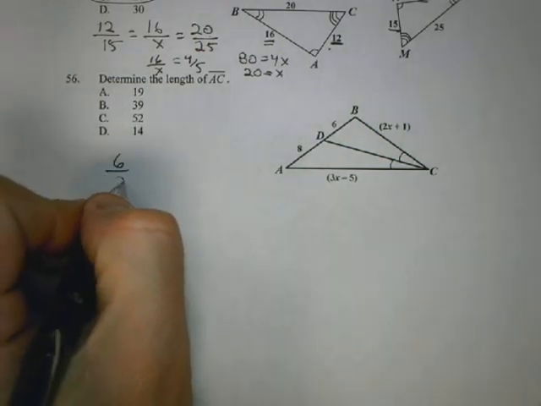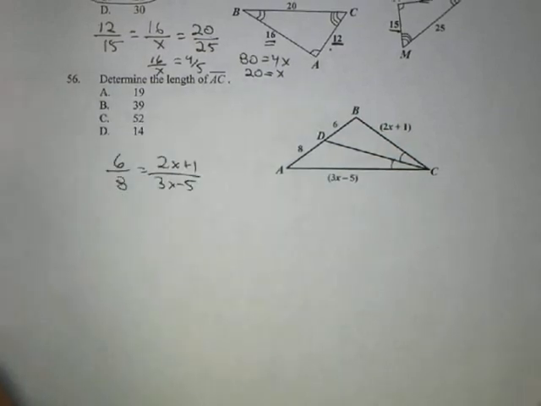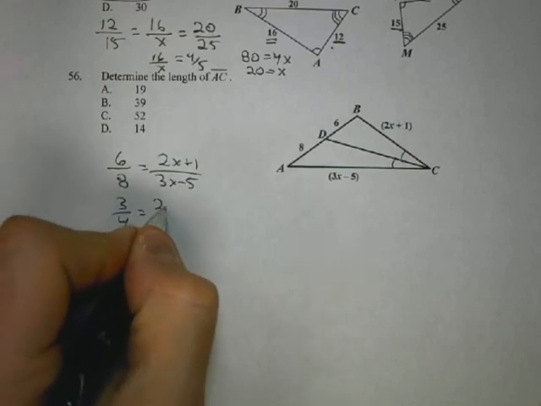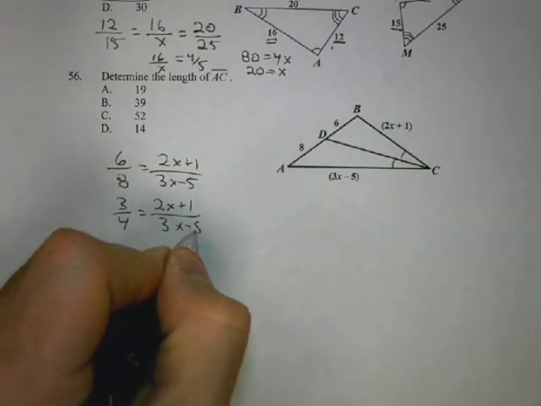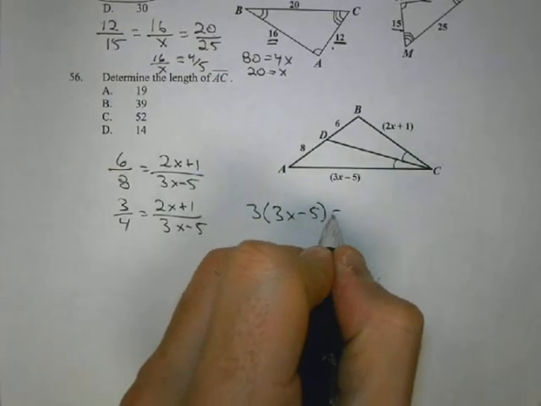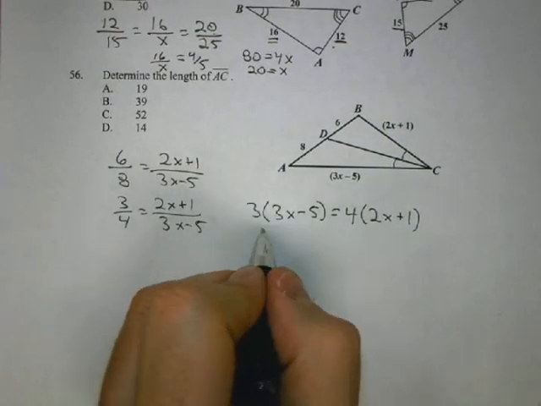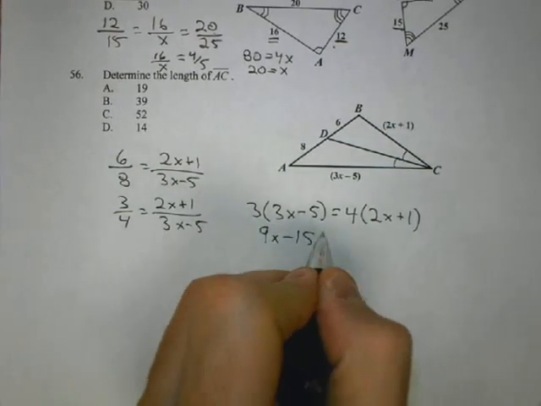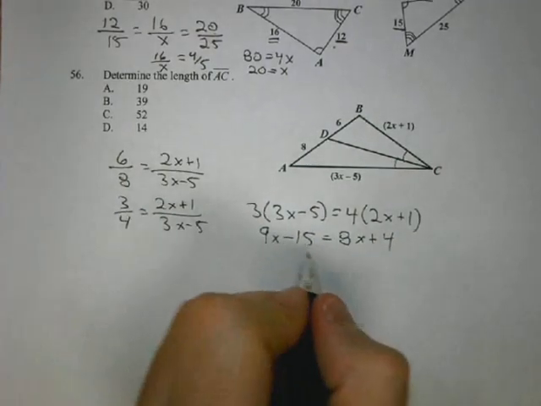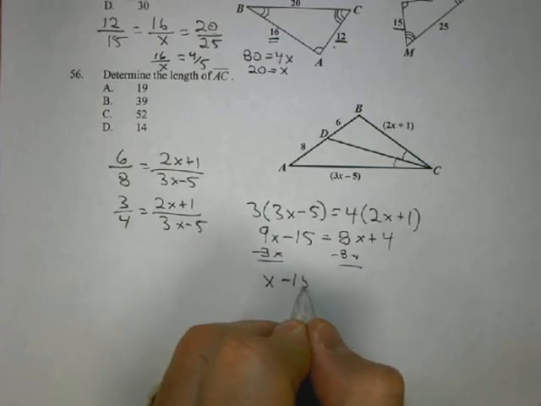Last one, we've made this long journey, 56 problems. Our last one is a proportionality theorem. We're going to set up 6 over 8 equals 2x plus 1 over 3x minus 5. I can reduce 6 over 8 and make it 3/4 equals 2x plus 1 over 3x minus 5. From here I'm going to do cross product. 3 times 3x minus 5 equals 4 times 2x plus 1. If I distribute, I get 9x minus 15 equals 8x plus 4.